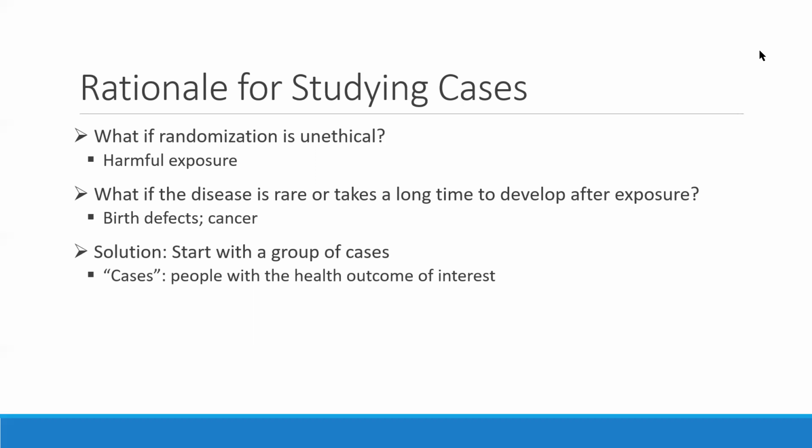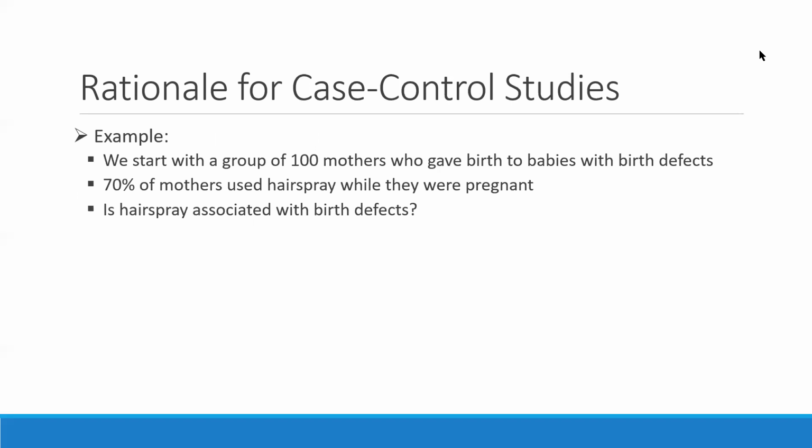We'll come to that. Let's go through an example. It's not a real life example. We want to investigate whether using hairspray, which is full of chemicals, is associated with congenital malformations. So we start with 100 mothers, and congenital malformations are relatively rare. If you take 100 people who use hairspray, you're not going to have a lot of people with congenital malformations.